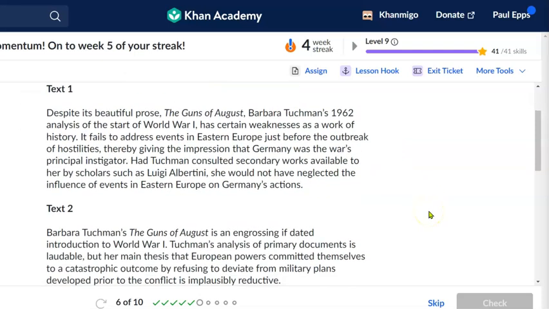Text 1. Despite its beautiful prose, The Guns of August, Barbara Tuchman's 1962 analysis of the start of World War I, has certain weaknesses as a work of history. It fails to address events in Eastern Europe just before the outbreak of hostilities, thereby giving the impression that Germany was the war's principal instigator. Had Tuchman consulted secondary works available to her by scholars such as Luigi Albertini, she would not have neglected the influence of events in Eastern Europe on Germany's actions. Okay.